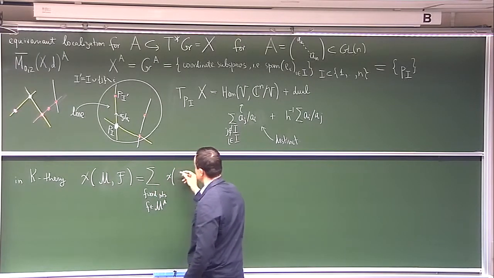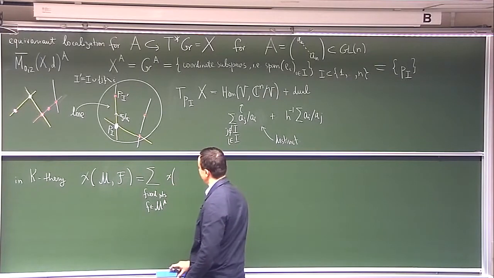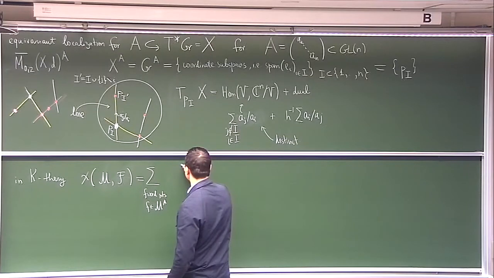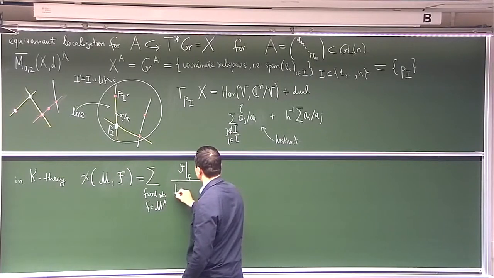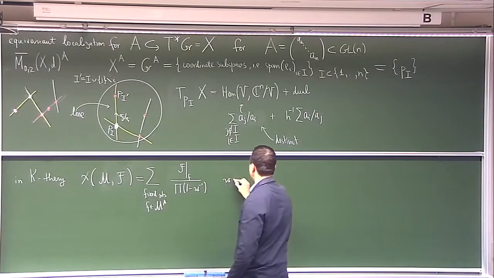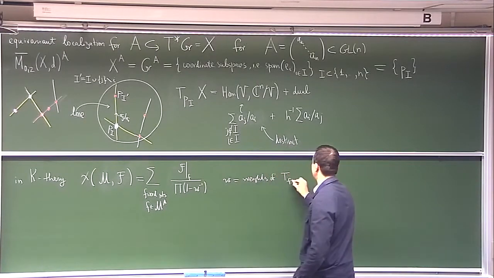Well, it's a one point thing, so you don't have to take the Euler characteristic. It's just a restriction of F to that point F. And here you divide by the product of 1 minus W inverse, where the W inverse are the weights of the tangent space at F to my moduli.